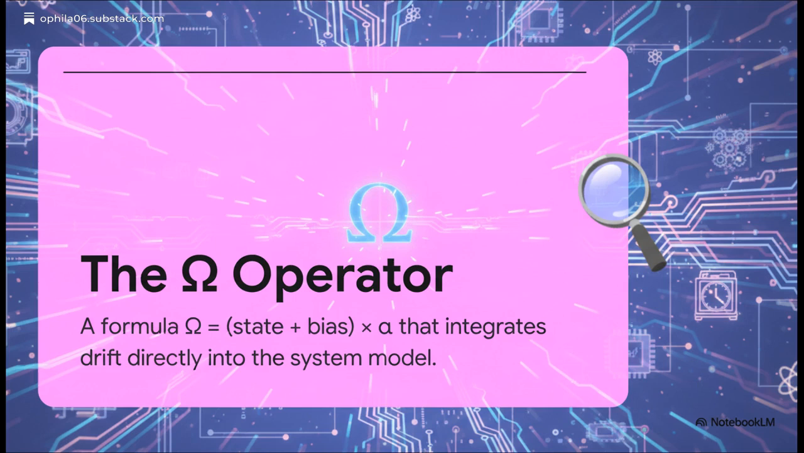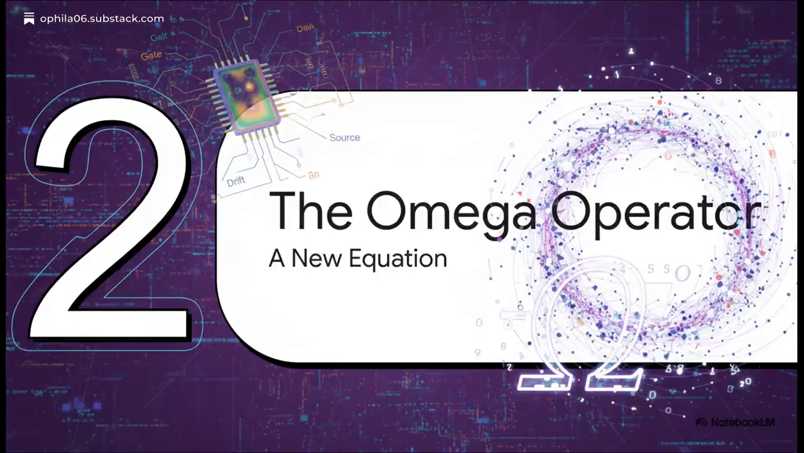This is the omega operator. It's a new way of looking at the problem that treats drift not as some random error we have to get rid of, but as a fundamental, totally measurable part of the system itself. So let's get into it. How does this powerful new tool actually work? How does one little equation manage to capture the messy, complex, always changing reality of a physical transistor?